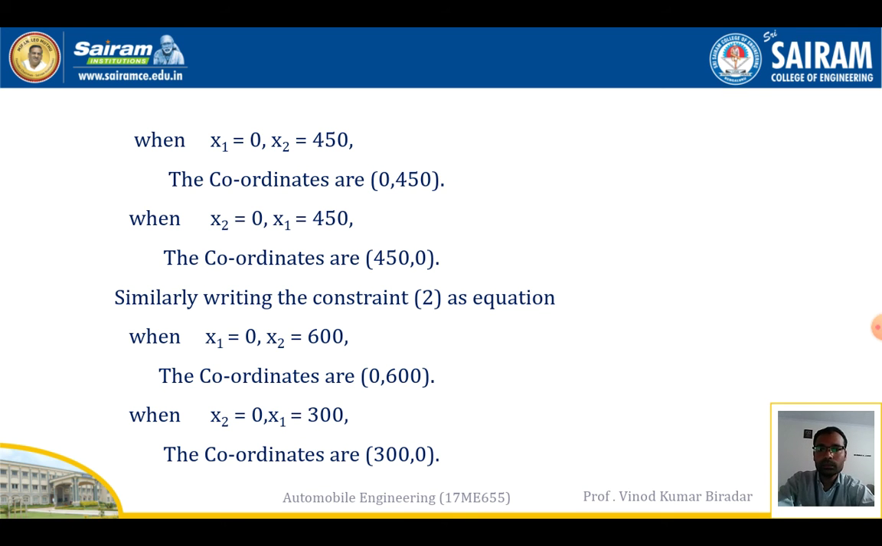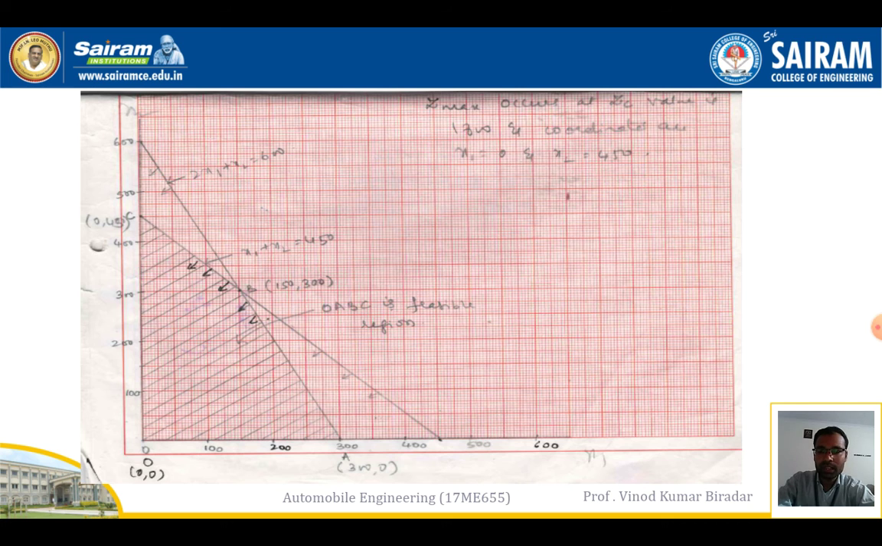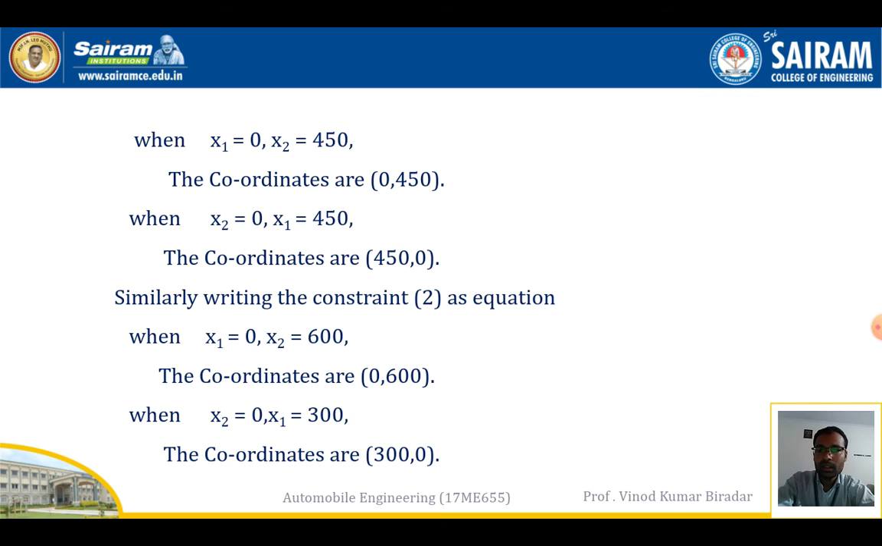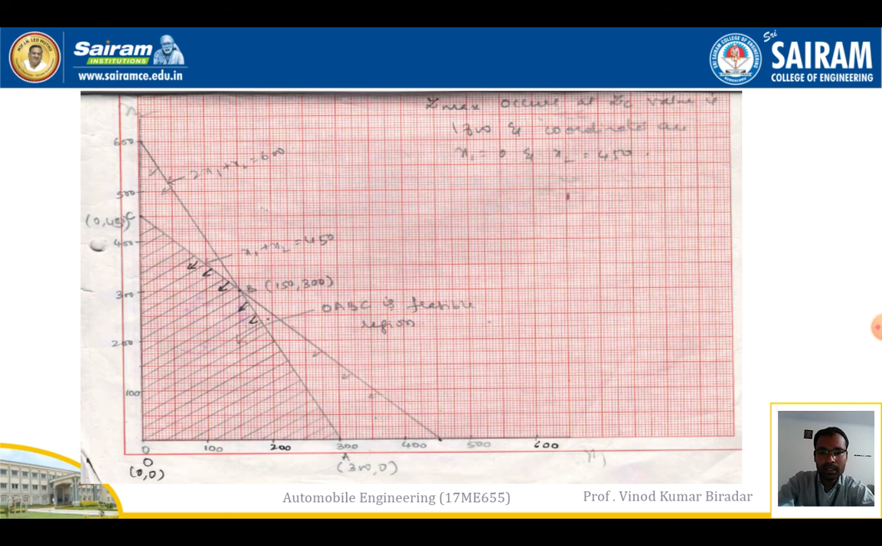Okay, first point is 0 comma 450. So look here, 0 comma 450, x is 0, y is 450. Just look at that at point C. Similarly, the second point is 450 comma 0, x1 is equal to 450 and y is equal to 0. So this line you have to join at 450, and this you have to join. So you will get equation number 1. This first line belongs to equation number 1.